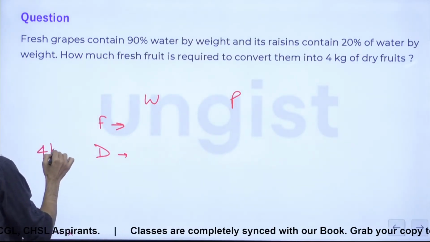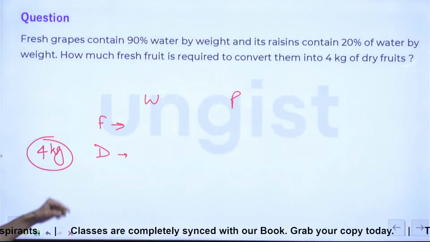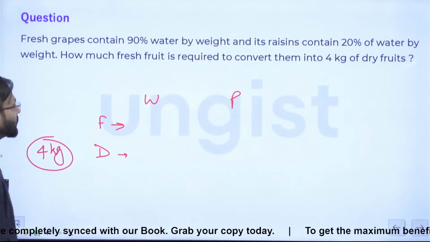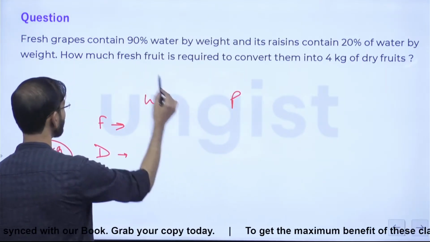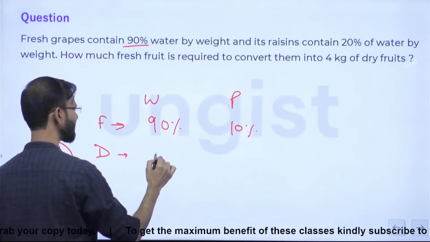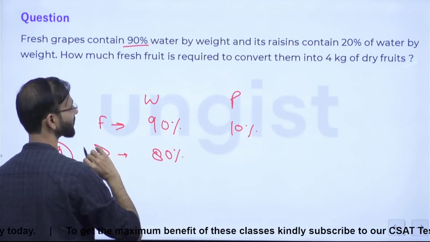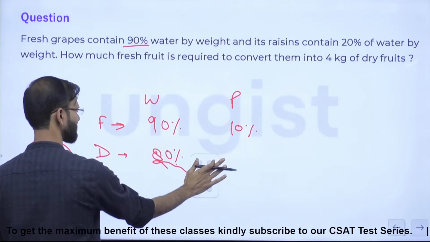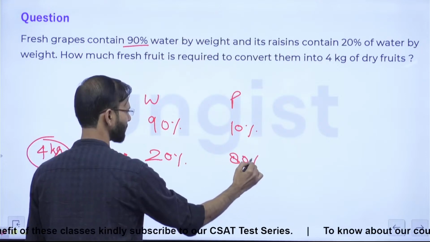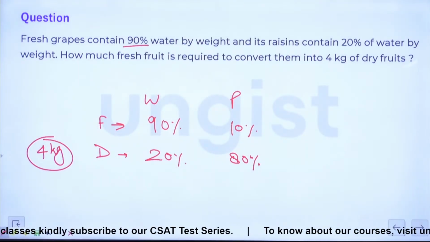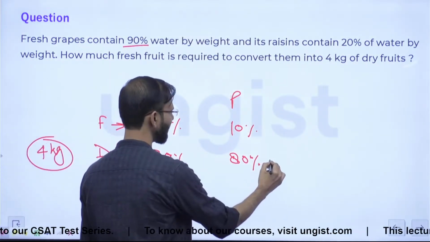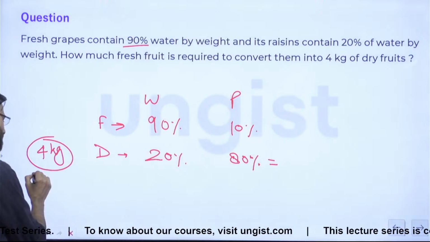In dried stage, they are saying the weight is 4 kg. How much fresh fruit is required to convert it into 4 kg of dry fruits, right? In fresh stage we have 90% water, so 10% pulp. In dried stage we have 20% water, I'm sorry guys, so 80% pulp. Everybody, it is clear now, right? So 80% pulp of this 4 kg.